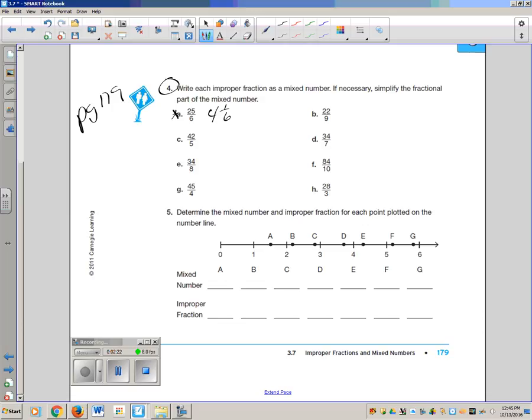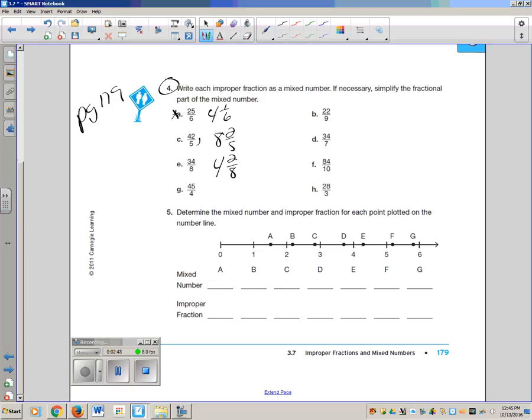C, working down. 5 goes into 42 8 times. That takes me up to 40. 8 and 2 fifths. E, 34/8. How many times does 8 go into 34? 4 times. 4 times 8 is 32. That means I have 2 left over. 4 and 2/8. I'm not worried about reducing right now.